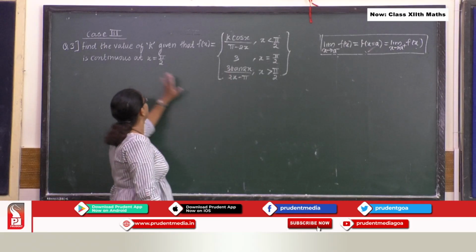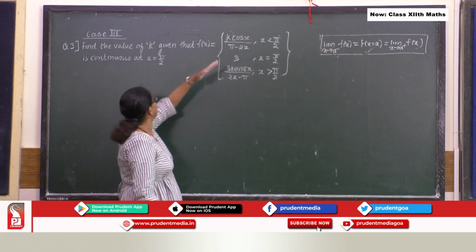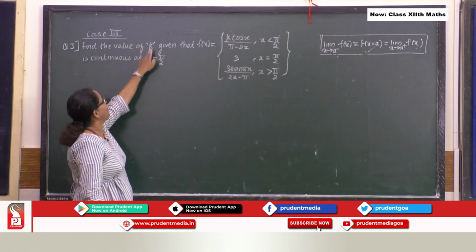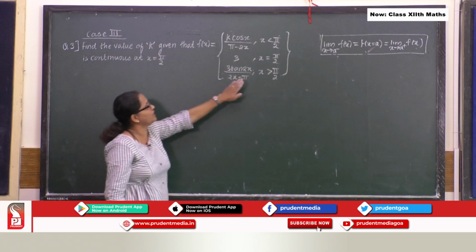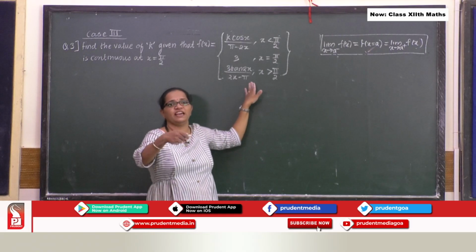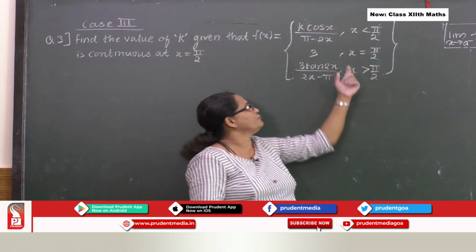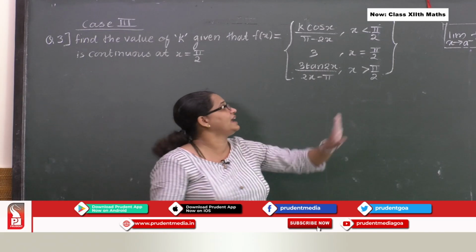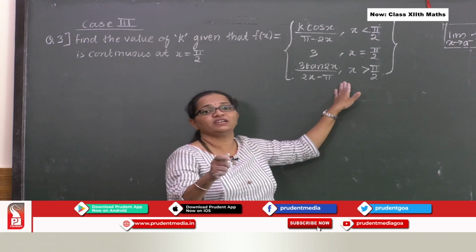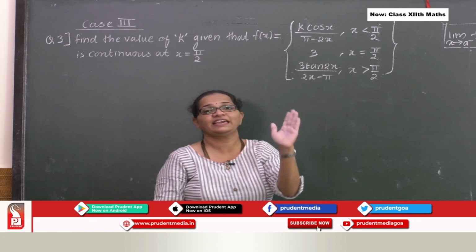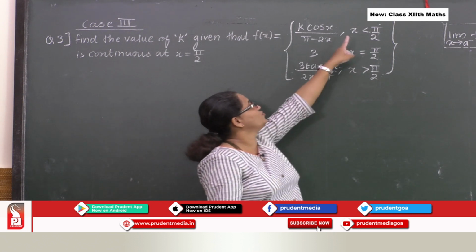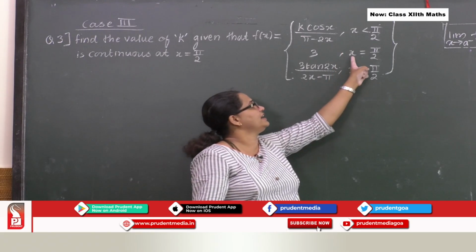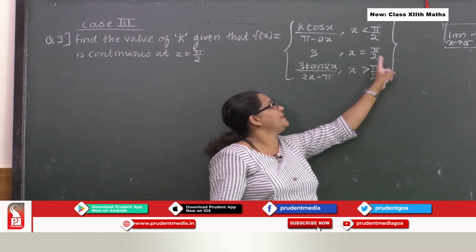Perfect. So over here what is given? The function is continuous at x equal to pi by 2. I need to find value of k. Now look at this particular function. Let us analyze this function. You can clearly say that this is of what kind? This is of your case 2 form, where you have left hand limit, right hand limit, and x equal to pi by 2.